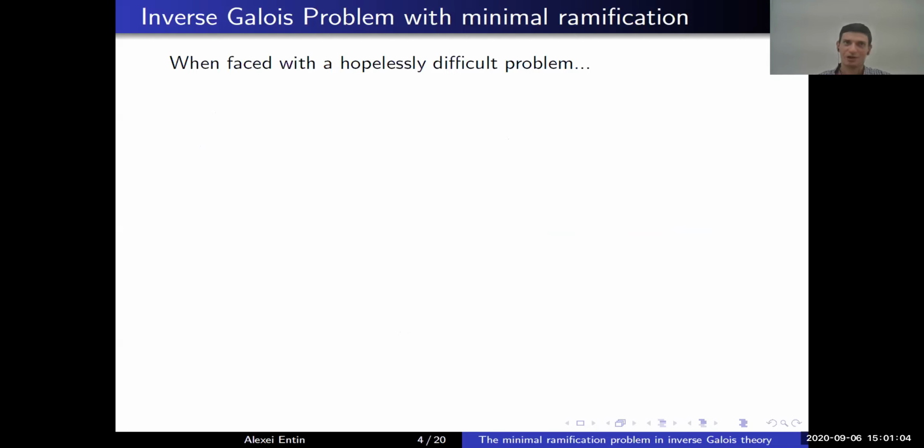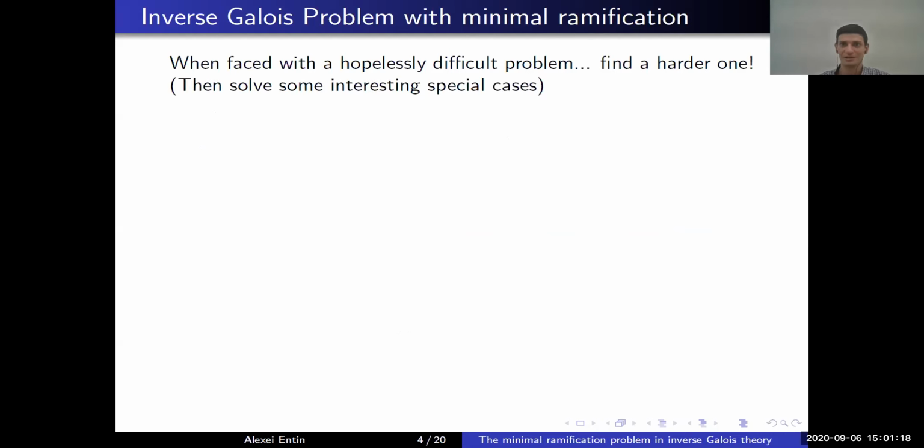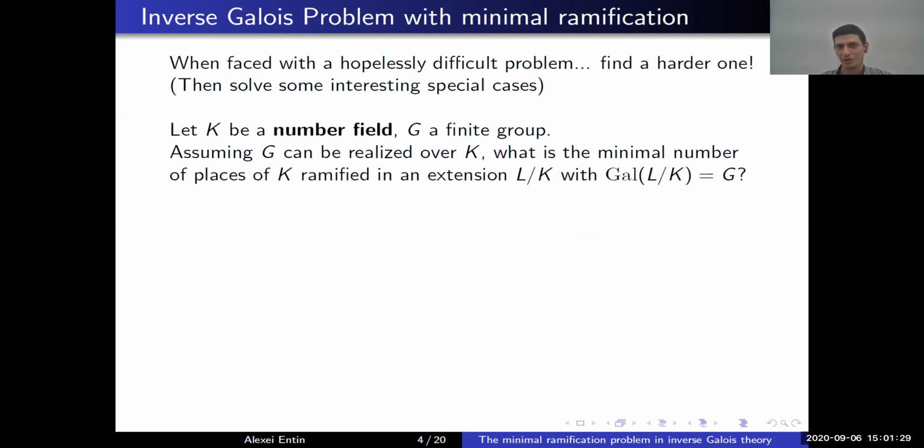Okay, so that was the basic inverse Galois problem, and now we want to make it even more difficult. When faced with a hopelessly difficult problem, what we usually do is find an even harder one, then try to work out some interesting new special cases. Now K will be a number field and G a finite group. Assuming that G can be realized over K, what would be the realization that has the minimal number of places of K that ramify in the extension L over K?